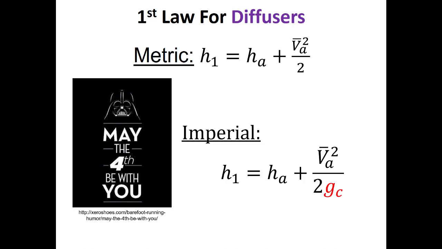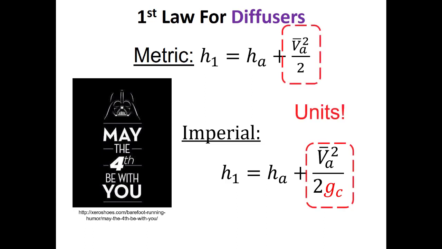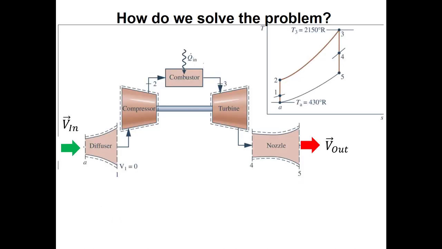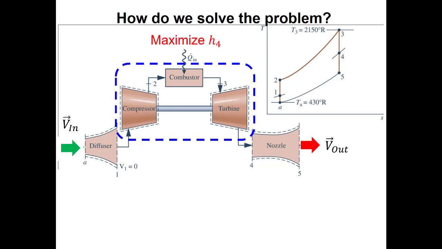So remember, when you're dealing with diffusers and later nozzles, it's going to be important for you to remember to track your units. So that's how we deal with the diffuser. The next thing we have to do is deal with the Brayton cycle. The good news is we mostly know how to do this, right? There's only this extra wrinkle that what we're trying to do in this Brayton cycle is not maximize the turbine power or the net power.